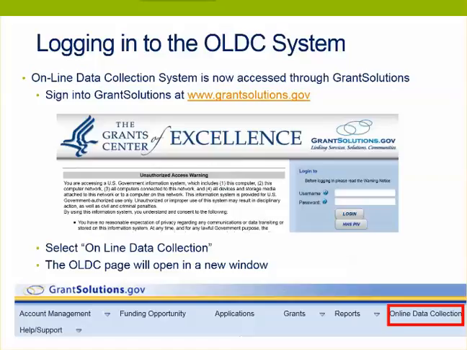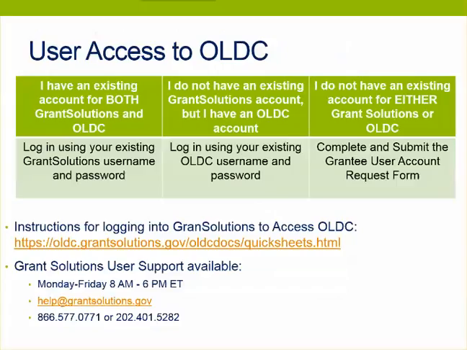Now to access OLDC, you'll sign into Grant Solutions at grantsolutions.gov, and then you'll select the online data collection option from the top menu bar, and then the OLDC page will open in a new window. The purpose of this change to how you log in is part of an ongoing effort to streamline systems for grants management and reporting. In addition to being able to access both Grant Solutions and OLDC through one URL, another benefit of this change is you only need one username and password for both systems now.